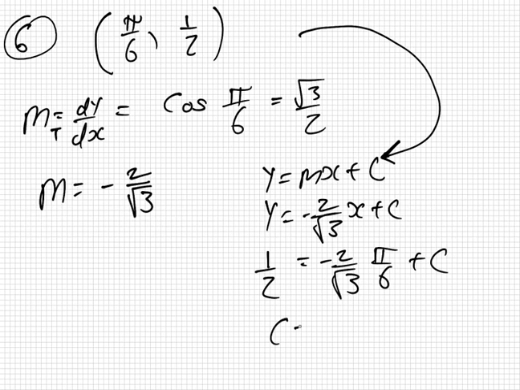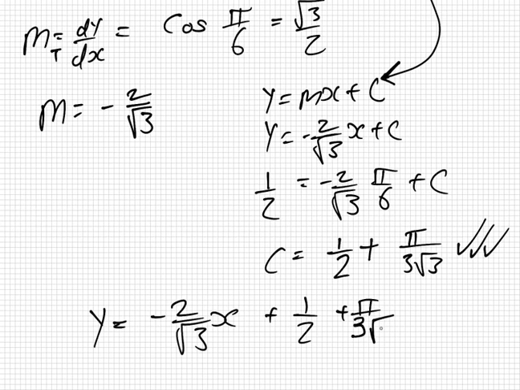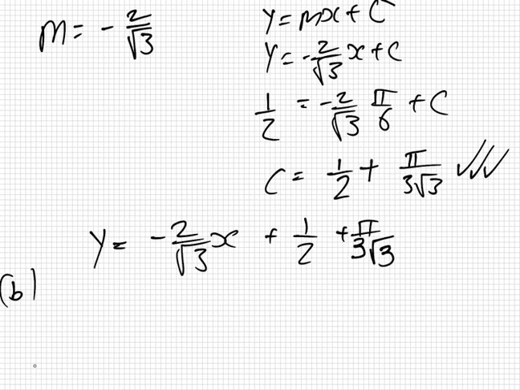Let's start over. 2 over square root 3 times pi divided by 6 plus... Got a pretty ugly number here for c. Oh, I'm doing it wrong, sorry. They don't want it as a decimal. In fact, when I look at the next part, I can see that they left c in this form: a half plus pi over 3 root 3. So that's fine. You can leave it like that. So we have our answer. Y equals mx plus c. Right, so that's part A done.